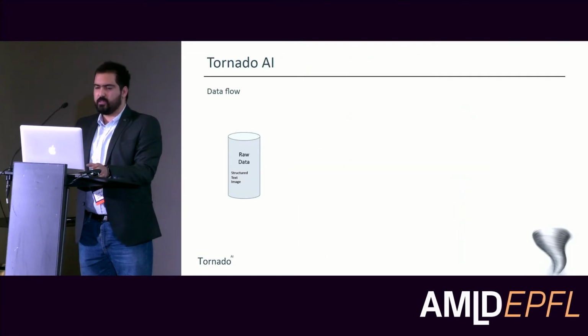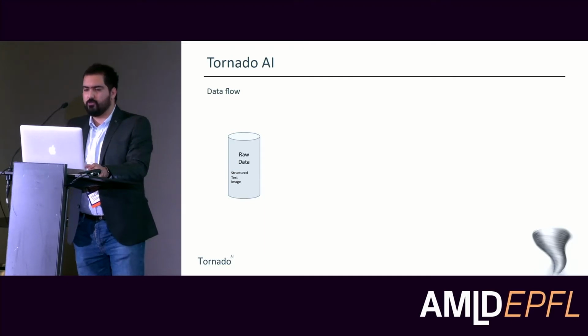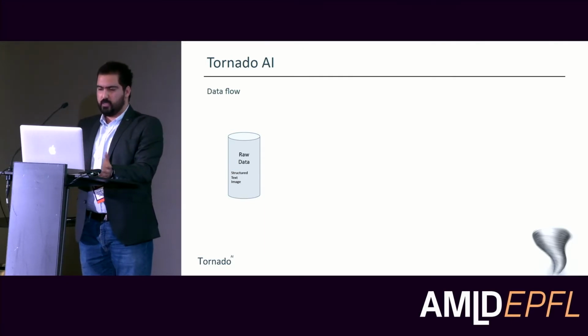So from here, we can talk about Tornado AI, which is a very simple implementation of human-in-the-loop machine learning. The data flow of Tornado is the following.